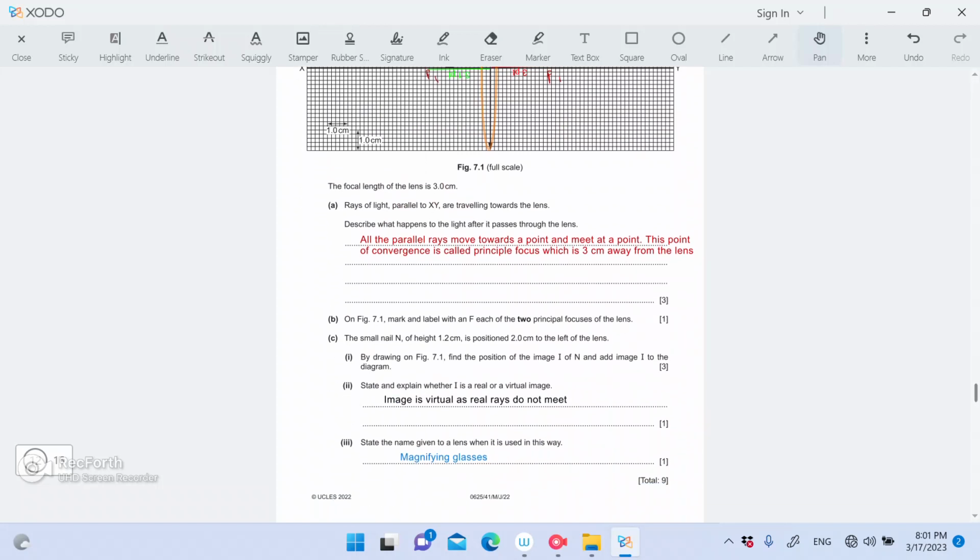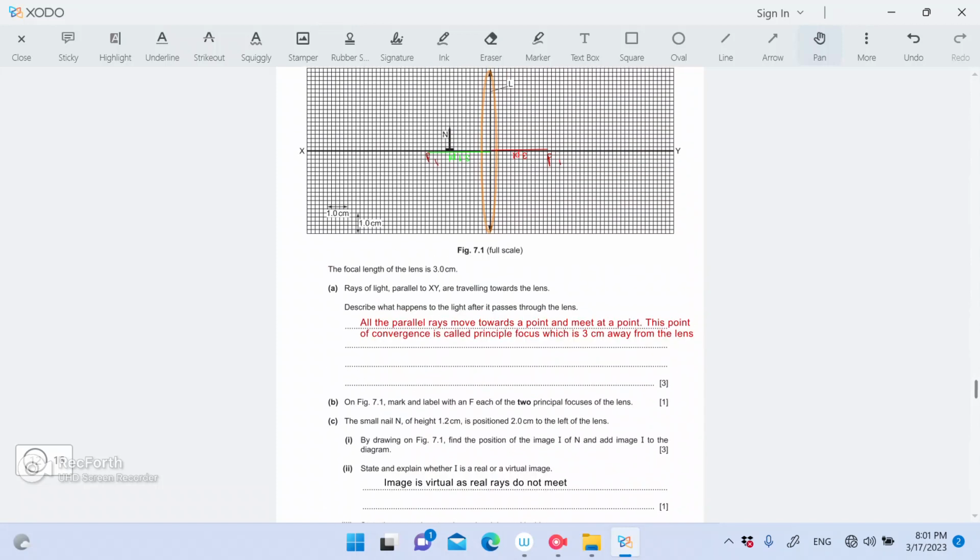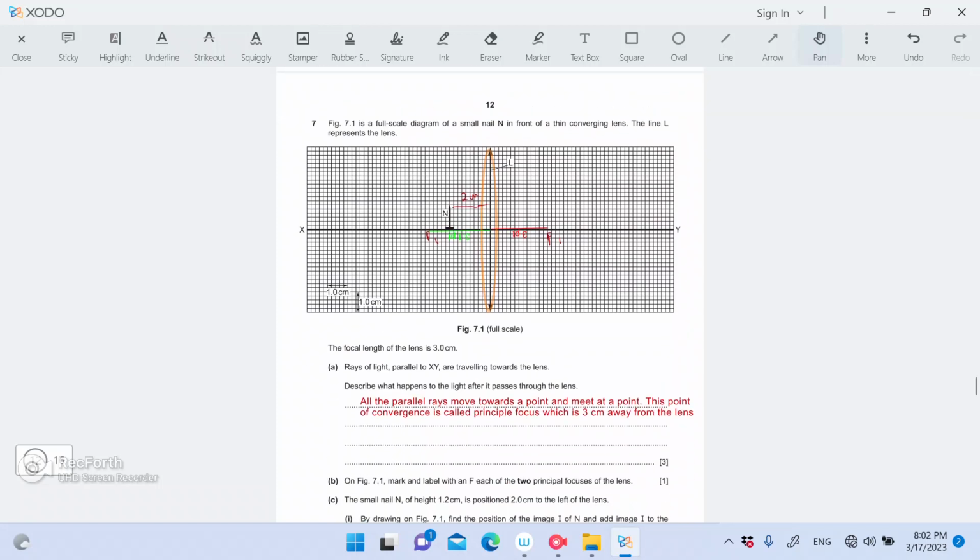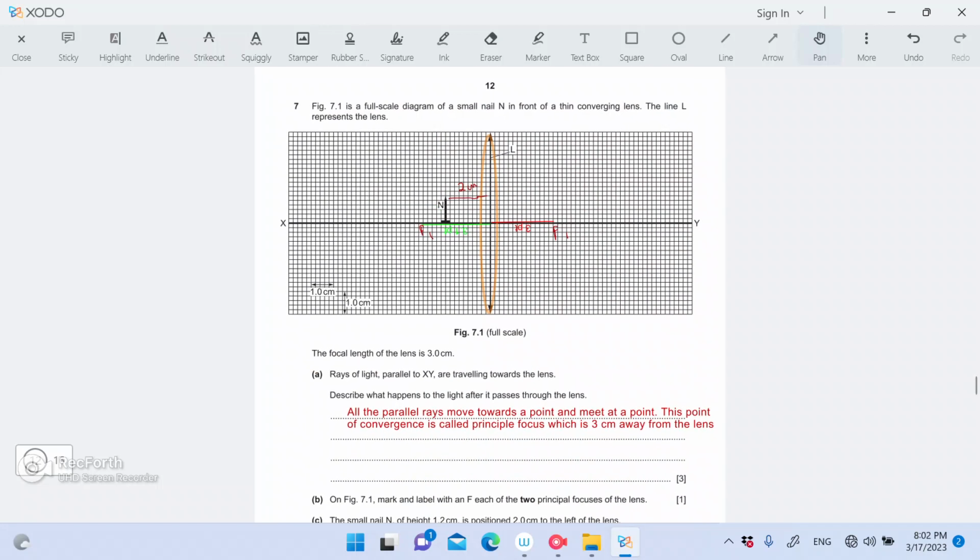So now they are saying to draw the nail. The nail height is 1.2 and position at 2 centimeter to the left of the lens. So here this is 2 centimeter from the lens. Okay. So now they are saying by drawing find the position of the image I and add image I to the diagram. Okay, let's find it.